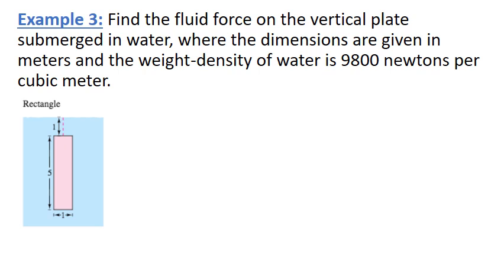Here's the last example. In this problem, it says find the fluid force on a vertical plate submerged in water where the dimensions are given in meters and the weight density of water is 9,800 newtons per cubic meter. So now we're just dealing with a different measurement for weight density. Fine, no big deal. If you look at this picture here, you might be able to visualize it a little bit better.